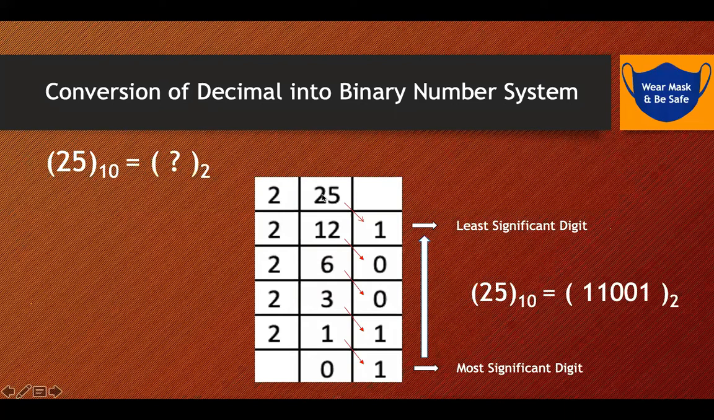Does 25 come in the table of 2? No. 2 12s are 24. That means 1 will be the remainder. The remainder will not be written here; the remainder will be written down. You can see the red arrow key.